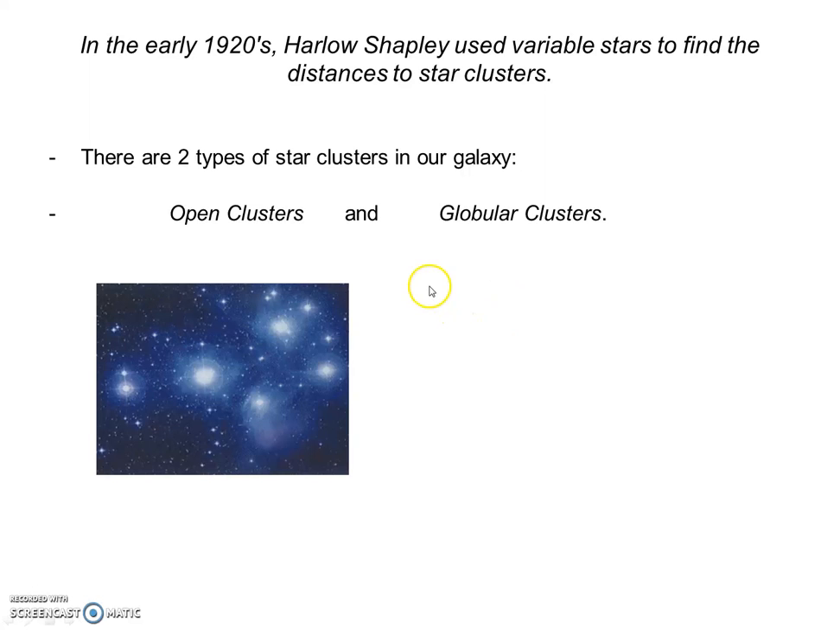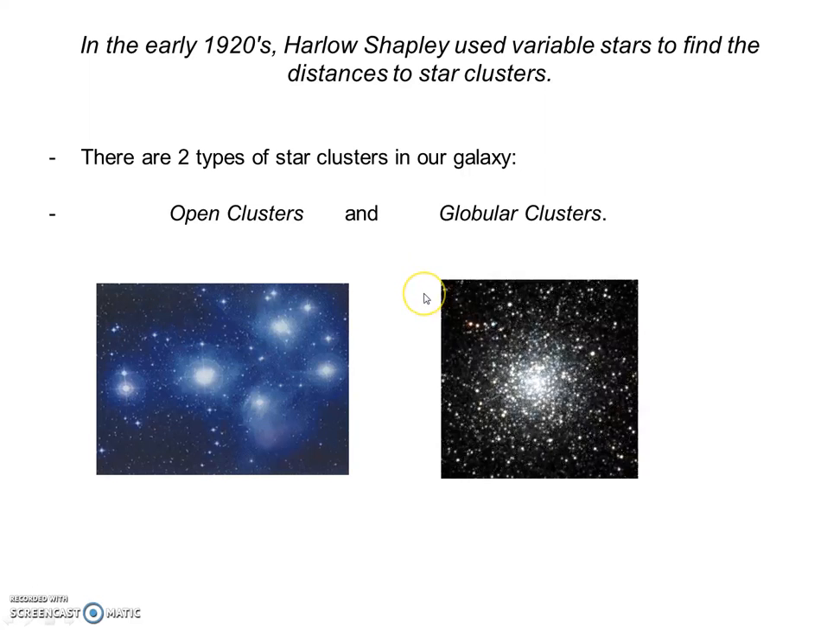Globular clusters, on the other hand, are much larger. On average, they're much farther away, and they tend to have a spherical shape, like a globe. That's where the name comes from. They tend to be highly concentrated with stars in the center. In fact, if you were at the center of one of these globular clusters, the night sky would be so bright you could probably read a book by starlight.